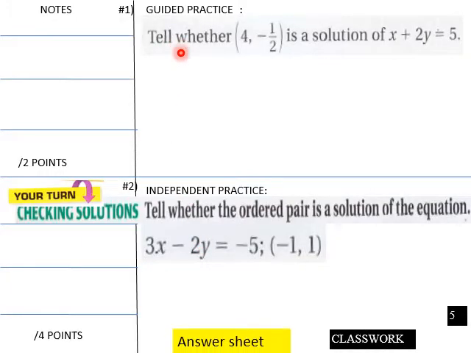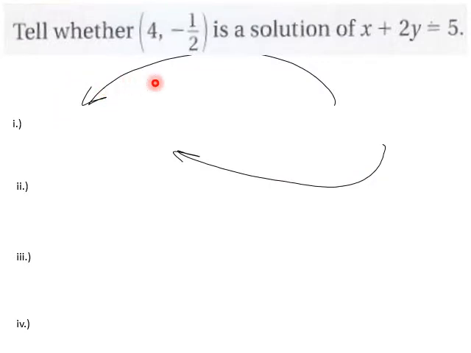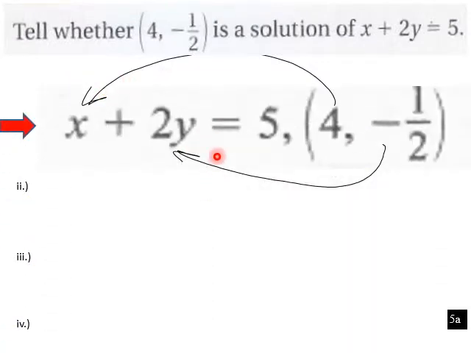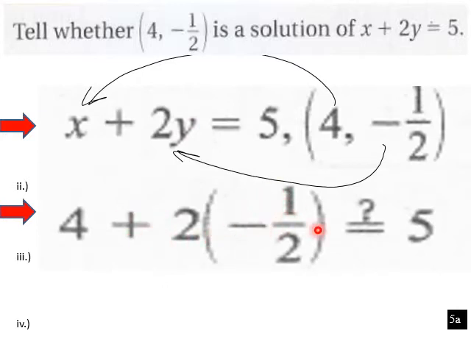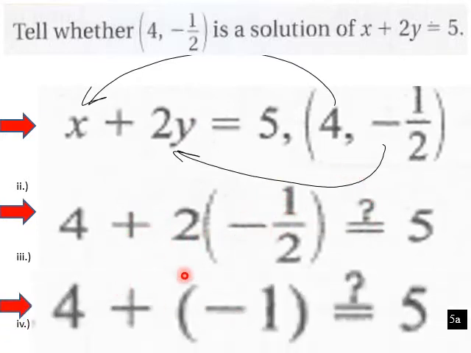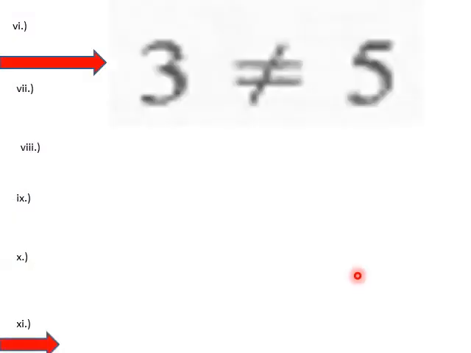Okay, I got it practiced. Students, this is yours. Tell whether the ordered pair is a solution of the equation. We're going to do this one: is 4, -1/2 a solution for this expression? We're going to plug in 4, -1/2. 4 goes here, -1/2 goes here. 4 plus 2 times -1/2. Does that equal 5? 4 plus -1 is 3. Does not equal 5. 4, -1/2 is not a solution of 2x plus 2y equals 5.